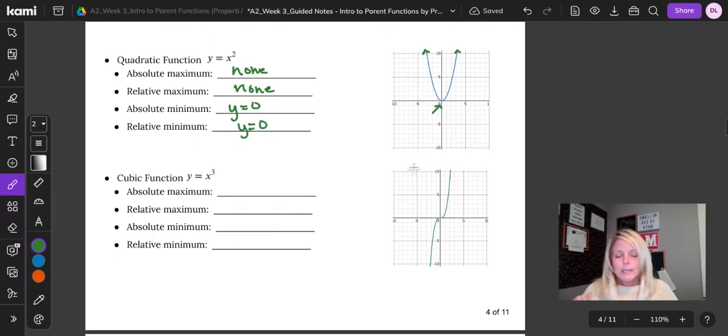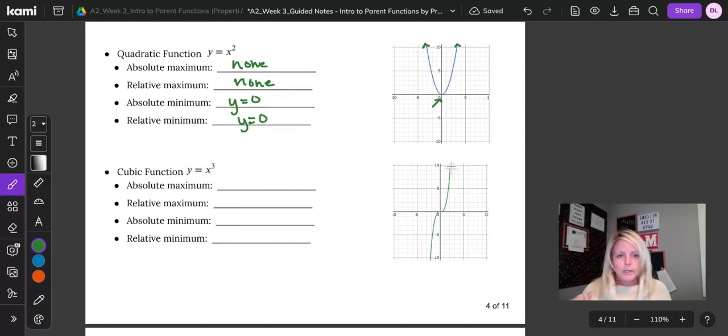Okay, last one is the cubic function, and I'm going to draw my arrows in to remind myself I go on to infinity. And because it goes up to infinity, we do not have any maximums, and for this one, there are no curves, right? Like I showed you in the demo. So we don't have any maximums. And again, as we work down, it just keeps getting lower and lower and lower. So we don't have any minimums either.